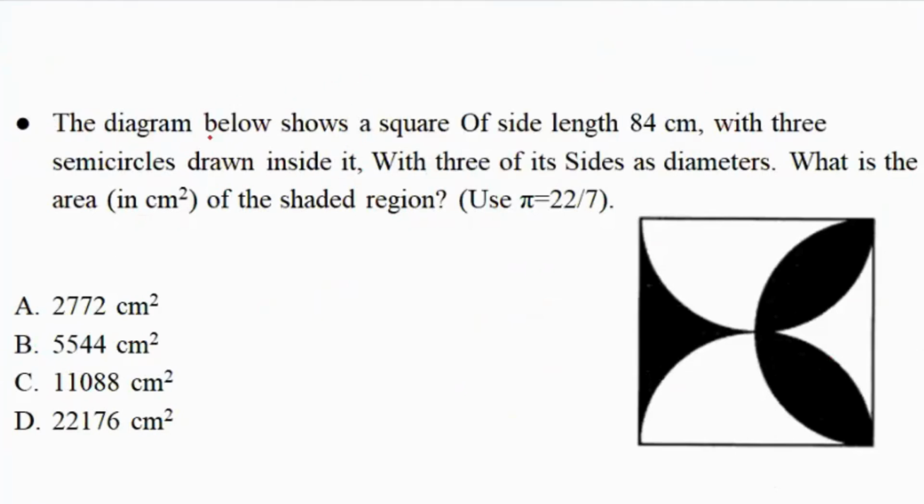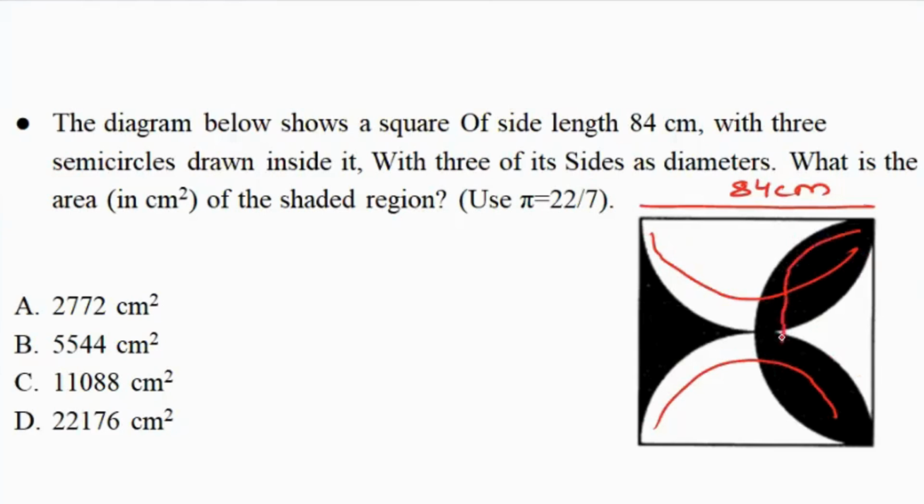As we can see, the diagram below shows a square of side 84 centimeter, which means the length of this side is 84 centimeter, with three semicircles. As you can see, the first semicircle is this, the second semicircle is this, and the third one is this, along its three sides of the square. Got it? Now, what is the area in centimeter square of the shaded region? We are supposed to find the area of these three regions.